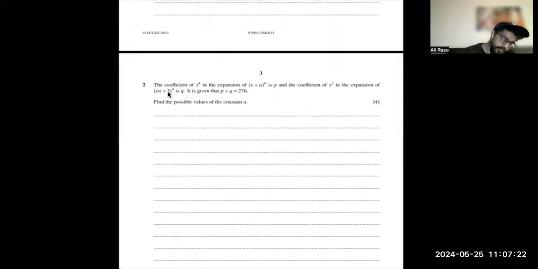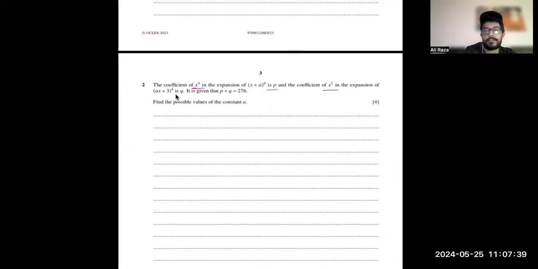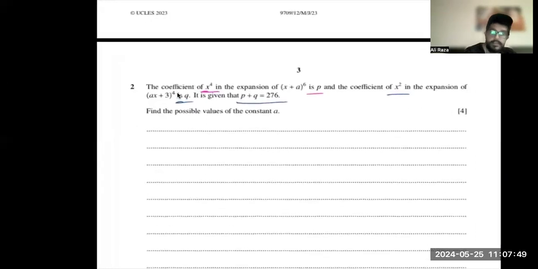In question 2, we're given an expansion (x plus a) power 6. The coefficient of x^4 is p and the coefficient of x squared in another expansion, (ax plus 3) power 4, is q. And we're given that p plus q is 276.